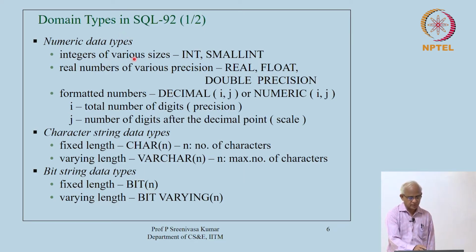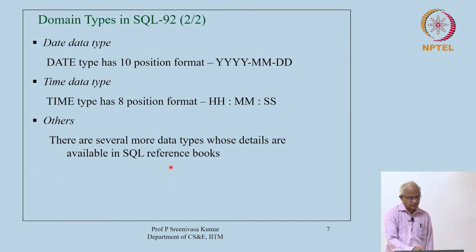So, there are numeric data types, integers of various sizes like integer, small int, and the real numbers, real, float, double precision, and then formatted numbers, all of them are available. And then character strings of 2 types, the fixed length character strings and the varying length character strings. So, varying length means varchar, so the value can have a maximum of n characters, you can specify that, and if it is character n, then it is fixed length, it has exactly n characters and things like that. And there are bit string data types also, that means it is a string of bits, and you have again 2 variations, bit varying and just fixed length bit. And then date data type, time data type, and a lot of other data types are there. Please look up the SQL reference books when you come to developing the programs.